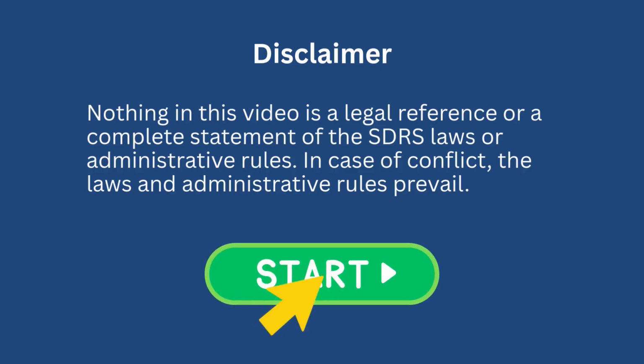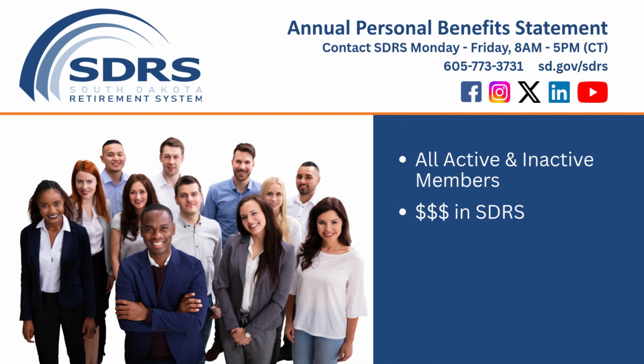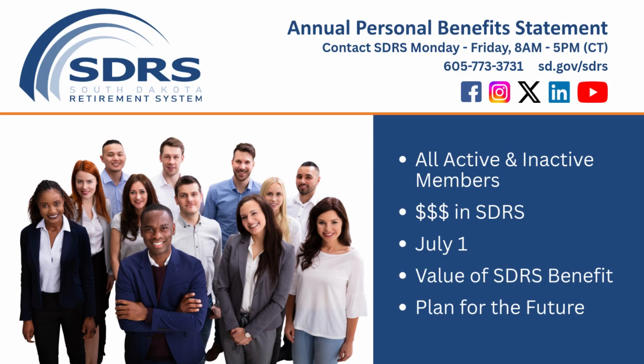Let's get started. Each year, SDRS prepares a personal benefit statement for all members who have not retired and have money in the system. Your personal benefits statement is a snapshot of your SDRS record as of July 1st of the year it was prepared. Our goal with your statement is to help you understand the value of your SDRS benefit and plan for your future. Some parts of the statement are self-explanatory and some aren't, so let's run through one together.